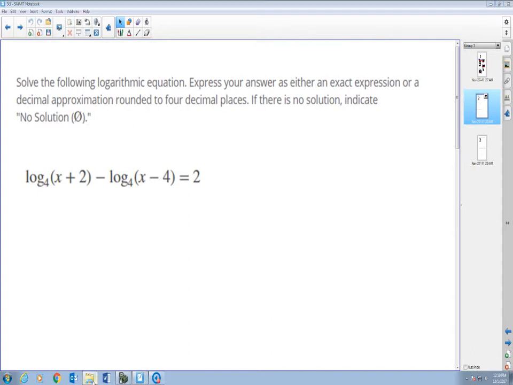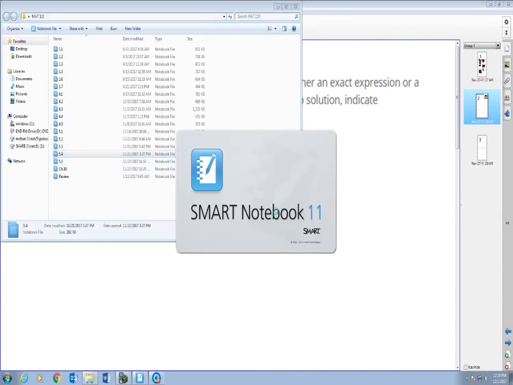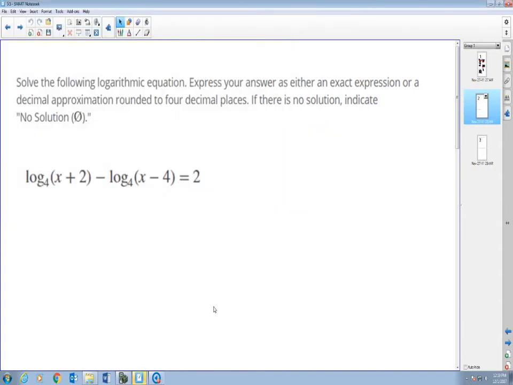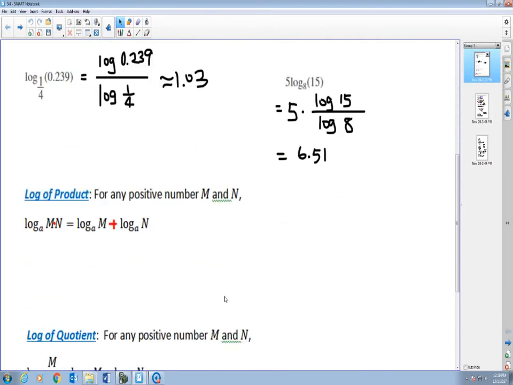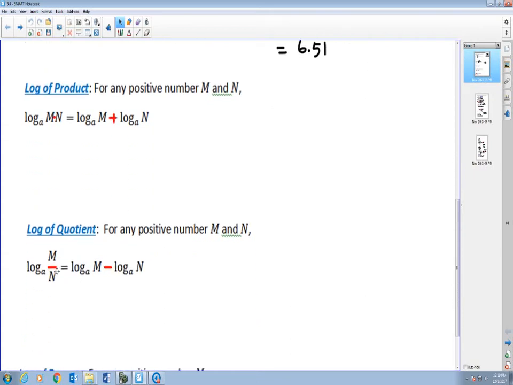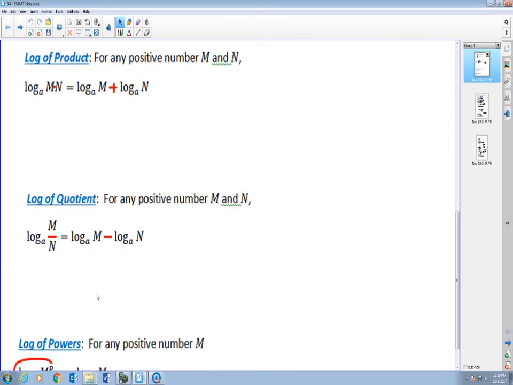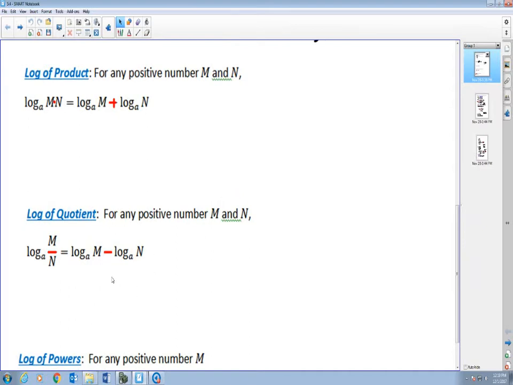A couple of properties that we mentioned before back in 5.4, the properties of logarithms. When we have multiplication, the log of base a of m times n, we can expand it into addition. If it's a division inside the logarithm, we can expand it into subtraction. We also did some examples where we took the two terms and put them back into a single logarithm. We're going to use these properties now to help us.